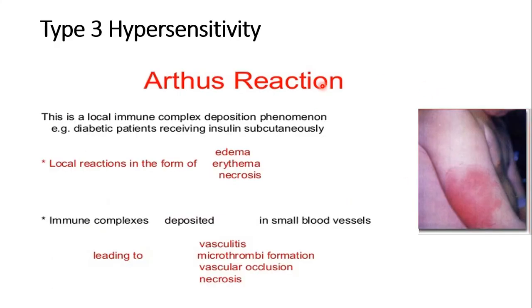Now, an example of type 3 hypersensitivity is the Arthus reaction. This is a local immune complex deposition phenomenon. For example, this is seen in diabetic patients who are receiving insulin subcutaneously. The local reactions occur in the form of edema, erythema, and necrosis. Immune complexes get deposited in the small blood vessels, which will lead to vasculitis, microthrombi formation, vascular occlusion, and necrosis.